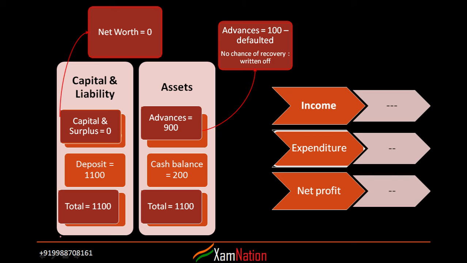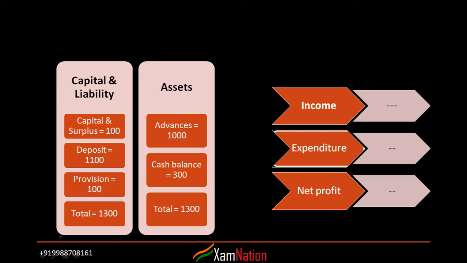Now, what is the provision to avoid this type of situation where the bank's net worth is getting to 0? As per the regulator, the bank has to create a provision. They have to create some amount of provision, say 100 rupees of provision, which will absorb all of the losses which are coming.